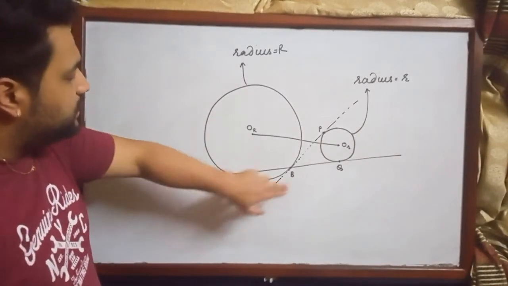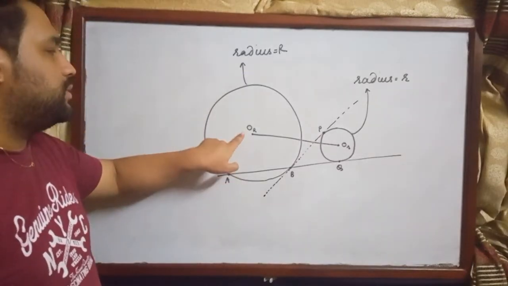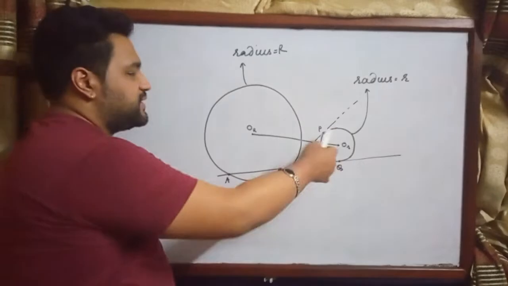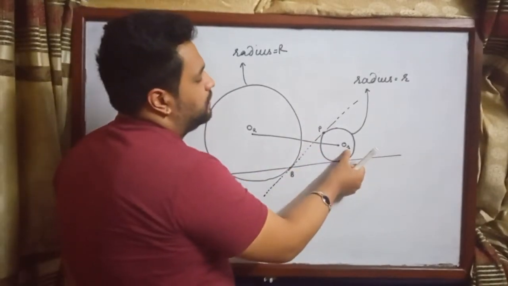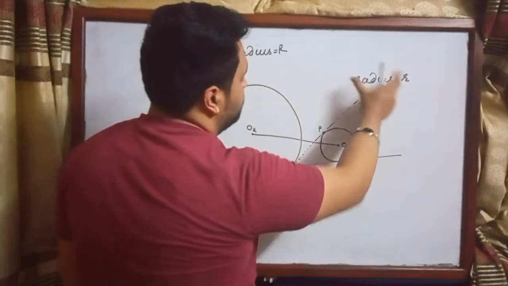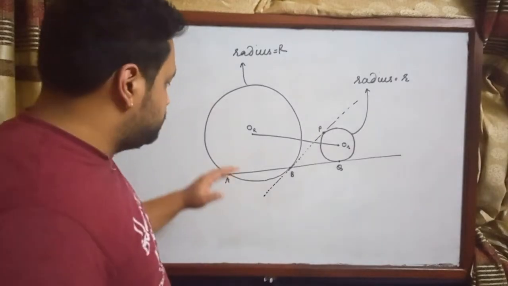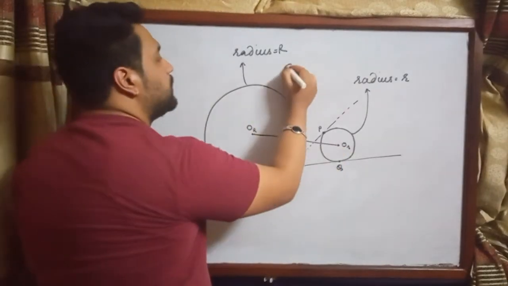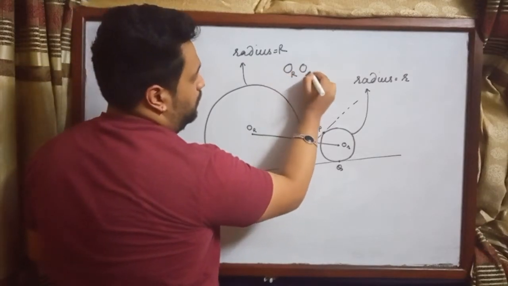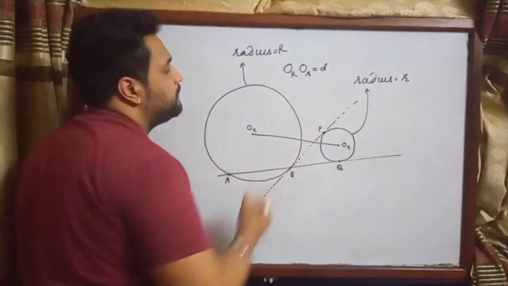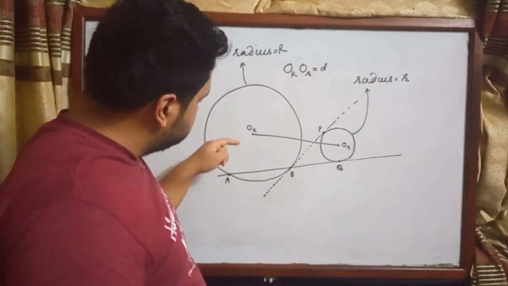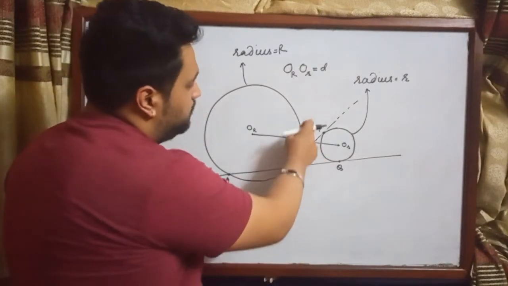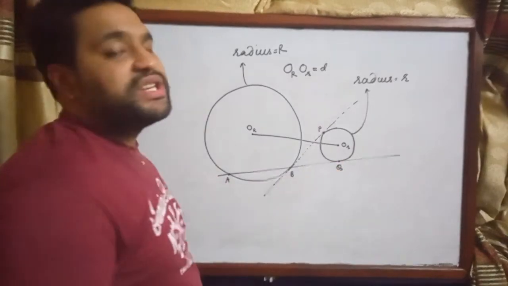What we are given is a big circle with center O_R and radius capital R, and a smaller circle with center O_r and radius small r. The distance between the centers is d. The points B, P, and Q are points of contact.